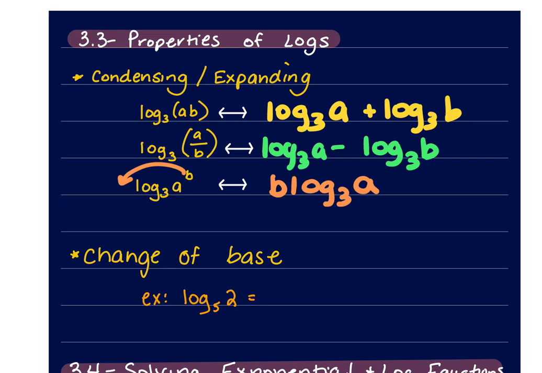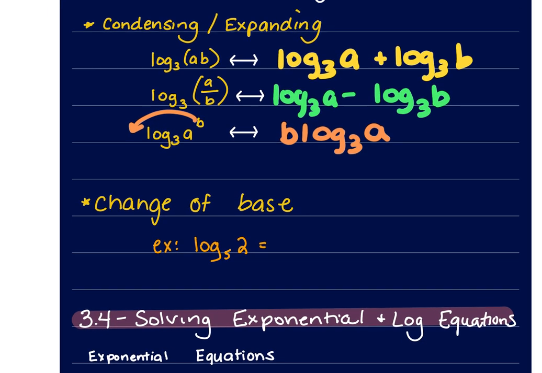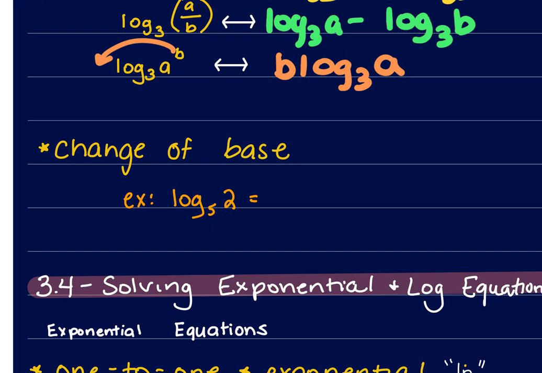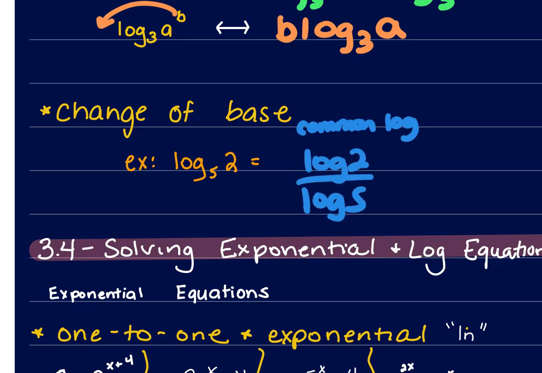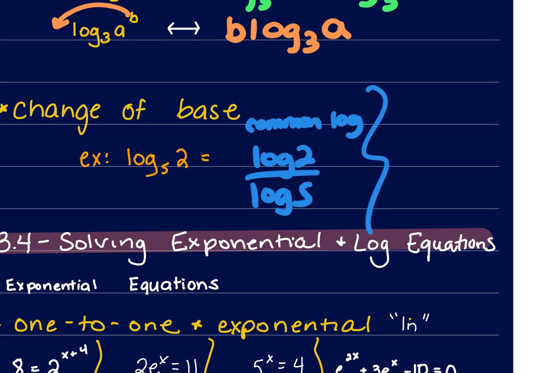Okay, change of base is when you've got a log that's not your common log or your natural log, and you rewrite this in terms of common log. Which one is that? Log base 10, right? So this would be log of 2 over log of 5. And natural log is what? ln. ln of 2 over ln of 5.